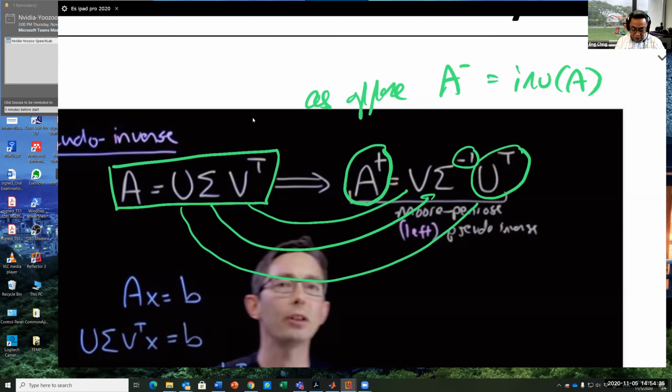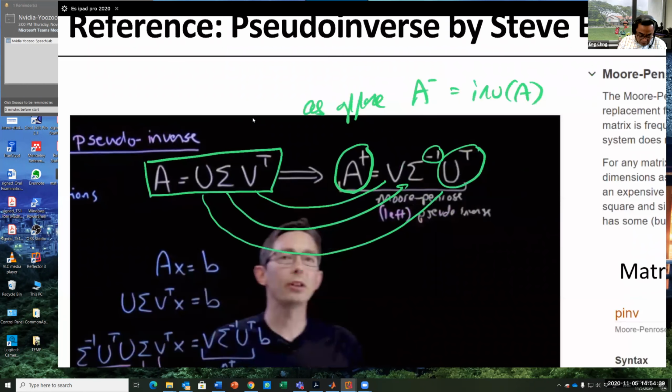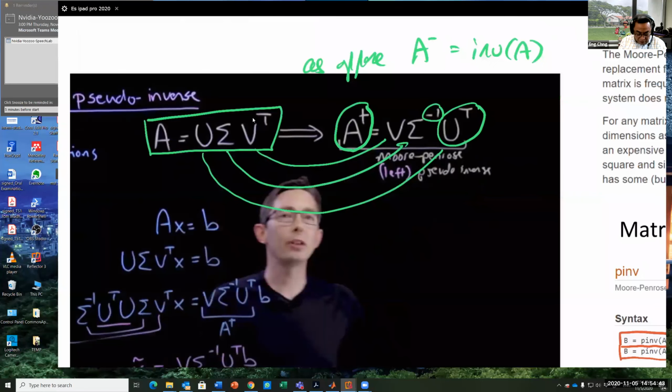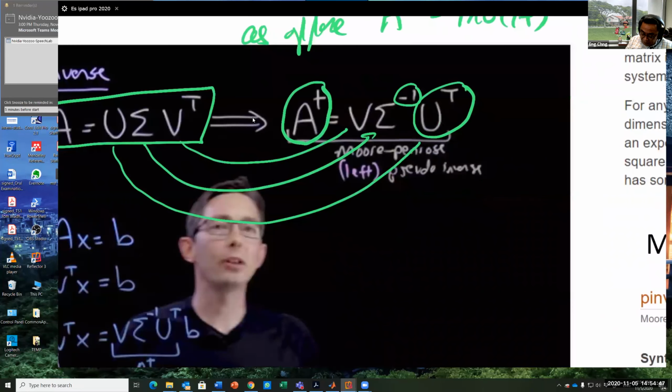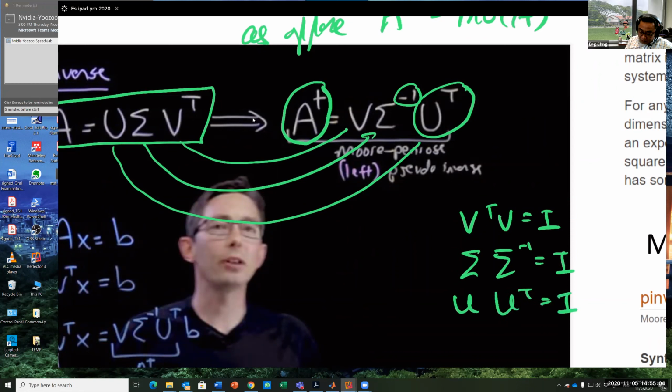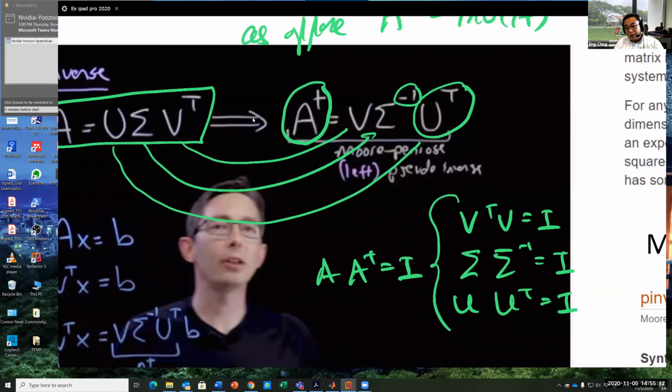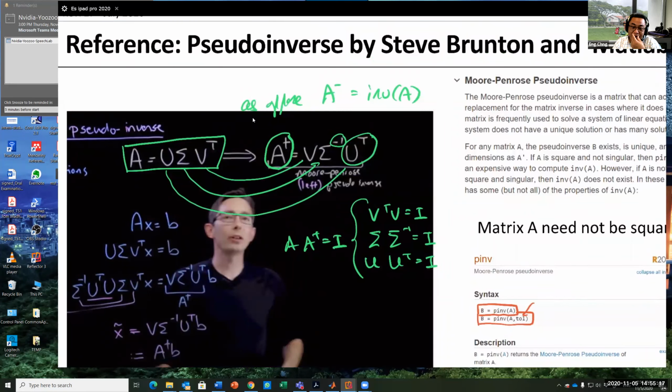Then there's a huge relationship between these guys. Because remember something, yeah, in fact, Brunton also does that. Remember V transpose V is equal to I, sigma and sigma minus 1 is I. And if we are doing full decomposition, U and U transpose is also I. So what is this? A plus A equals I. So doesn't it behave very much like an inverse? And yes, it does. So the confusion comes when you're not using full size decomposition of U, or when you're having problems with rank R.